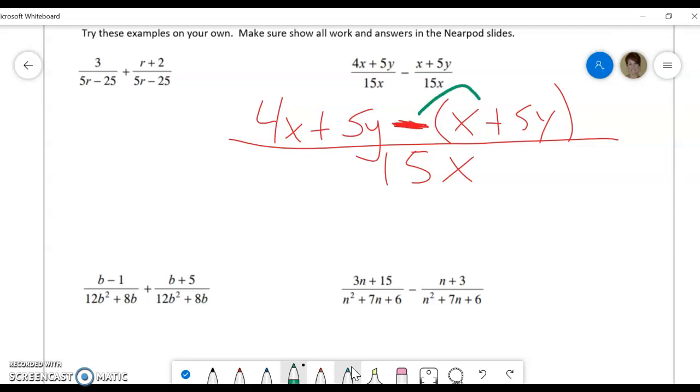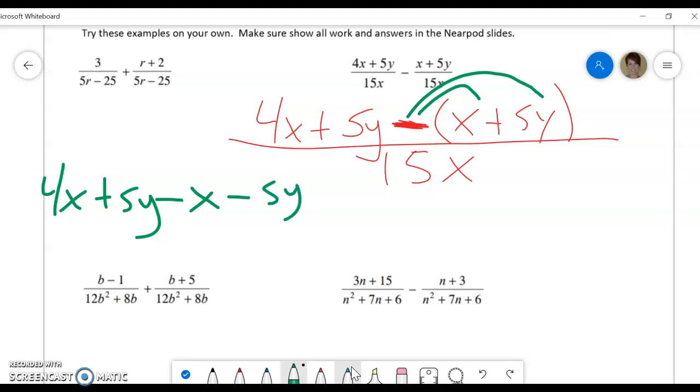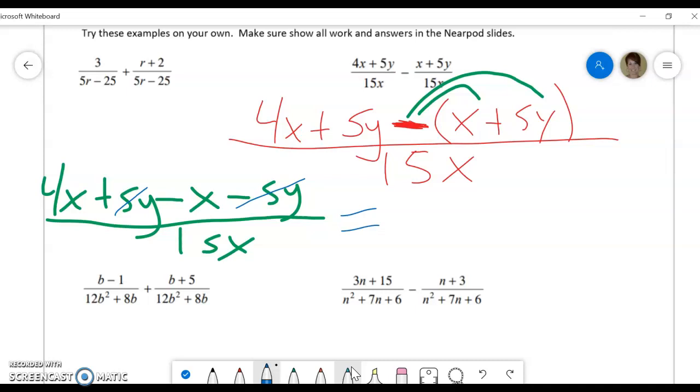We're going to take away x, and we're also going to take away 5y. So in reality, we have 4x plus 5y minus x minus 5y. That is what your numerator boils down to. Now, when I actually subtract, a 5y minus 5y cancels. So we are left with 4x minus x, which is 3x, all over 15x.